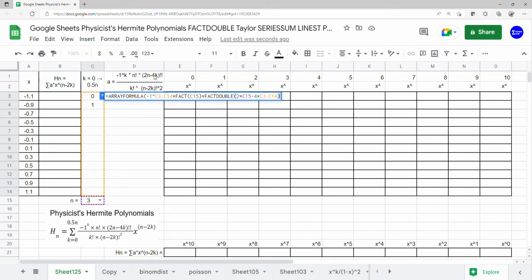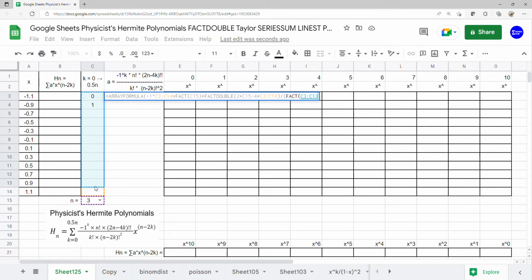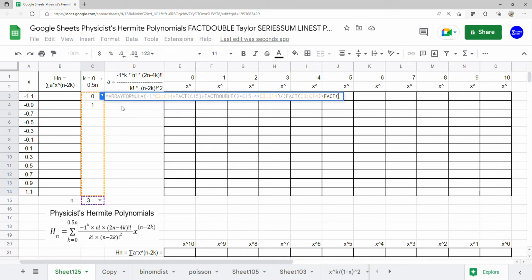Now the denominator. The denominator has two parts, factorial k. Second part is factorial n minus 2k squared. So factorial n minus 2k, and this factorial is raised to the power 2. That's squared. And enter.